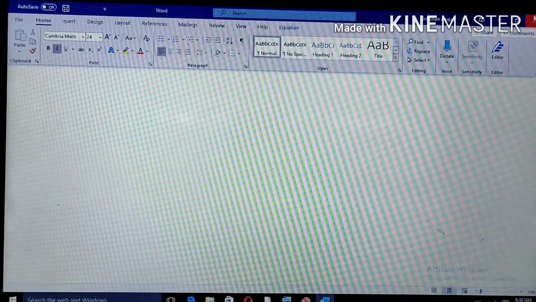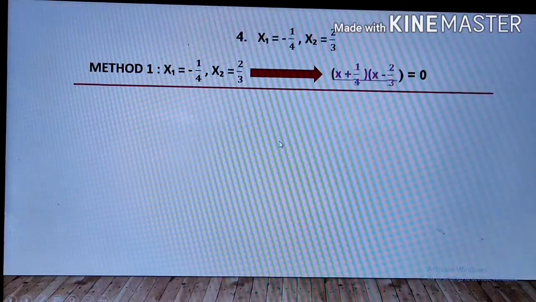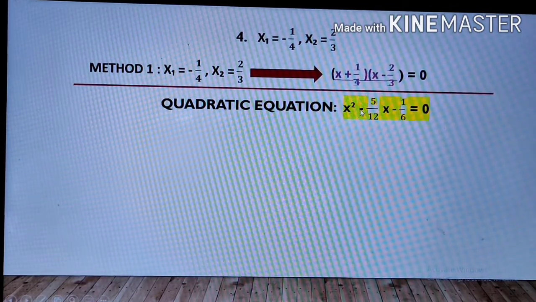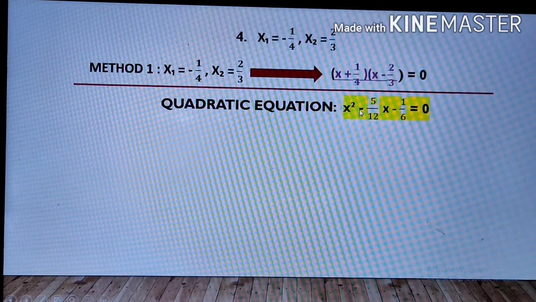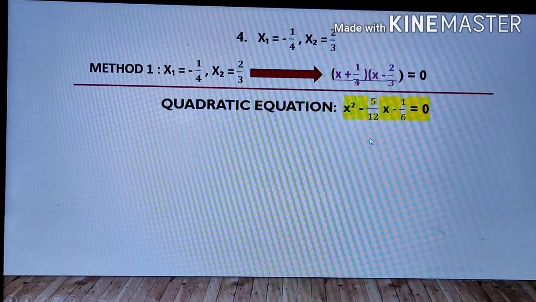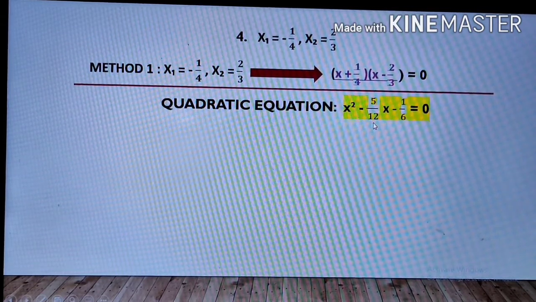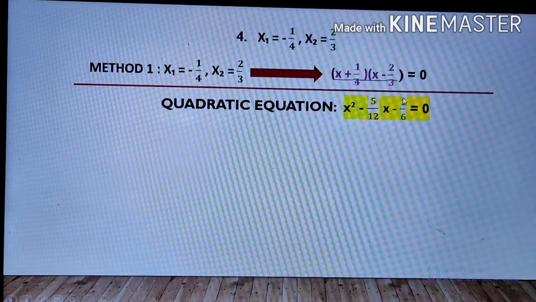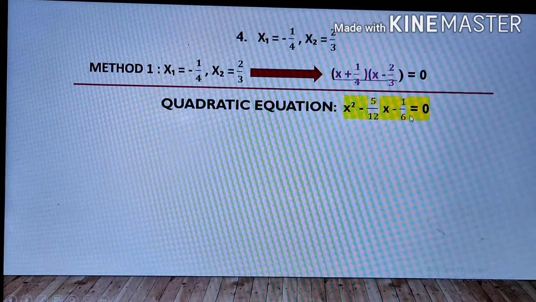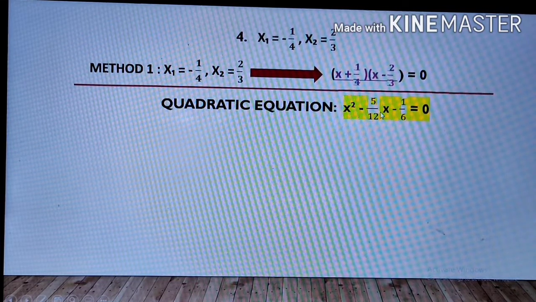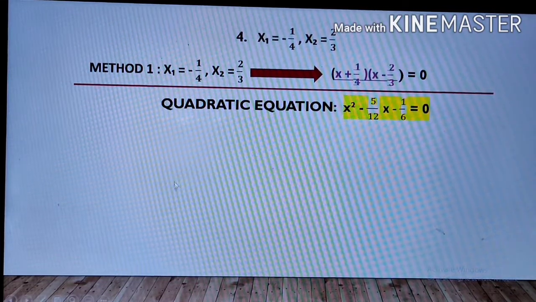So therefore, our quadratic equation is x squared, since x times x. The sign of the second term that we got is negative, meaning the operation is minus. So minus 5 over 12x, then minus 1 over 6 is equal to 0. Don't forget to put x on the second term. Without the x, it is wrong.